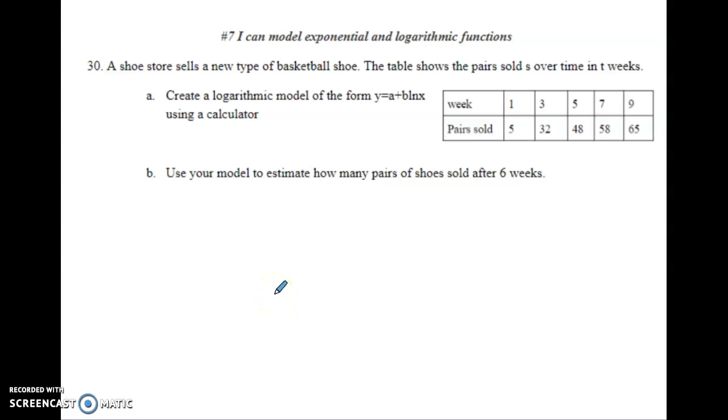Number 30, you're going to use your calculator and put all the numbers in and let the calculator do all the work for you. So to start, we're going to hit the Stat button because we're going to put these data values in. We're going to put the week in list 1 and the pairs sold in list 2. So you hit the Stat button and we're going to edit our stats.